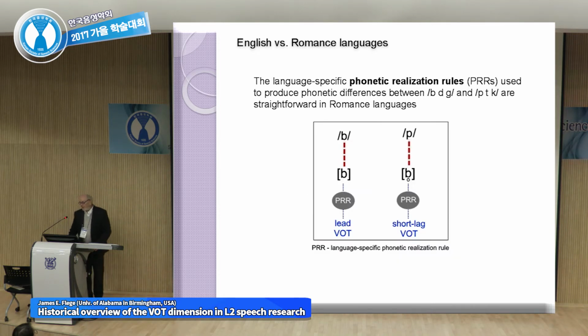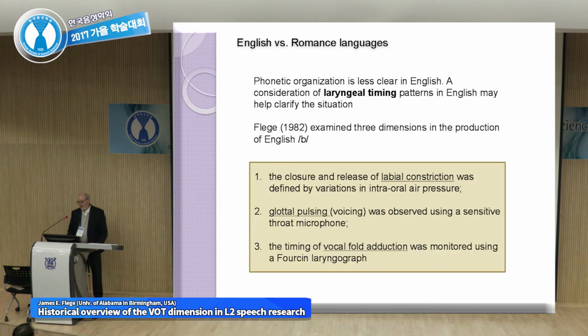The language-specific phonetic realization rules used to produce phonetic differences between BDG and PTK are straightforward in Romance languages. Phonetic organization is less clear in English. A consideration of laryngeal timing patterns in English may, however, help clarify the situation.